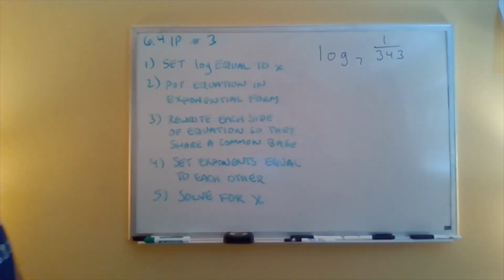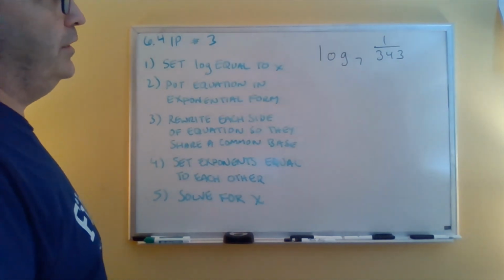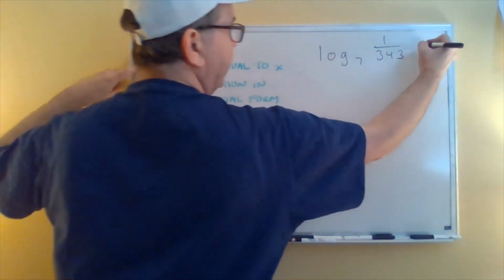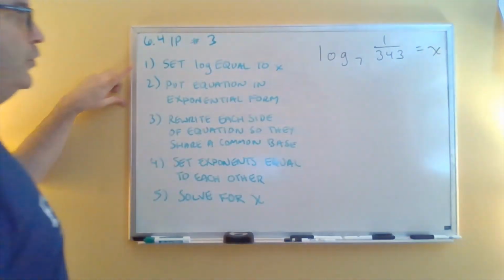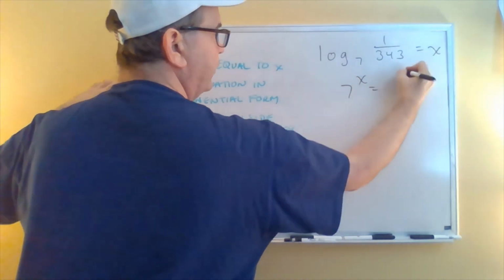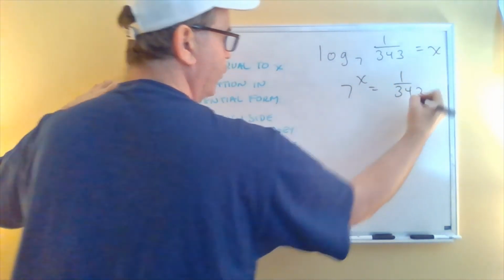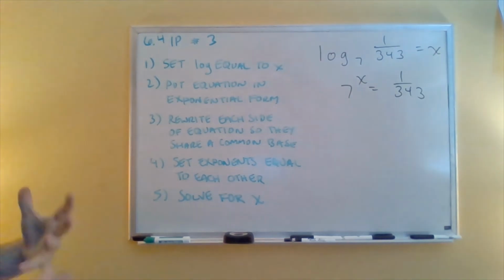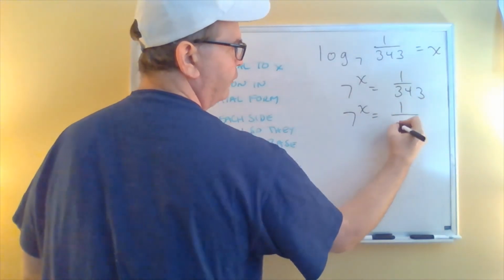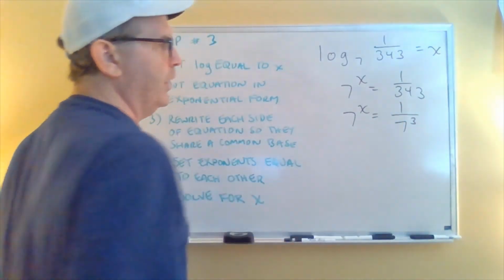In this problem, we need to evaluate log base 7 of 1 over 343. Step 1, we set that equal to x. Step 2, we rewrite this in exponential form. So we'll have 7 to the x power equals 1 over 343. Now we need to rewrite this so each side has a common base. We could rewrite 343 as 7 to the 3rd power.